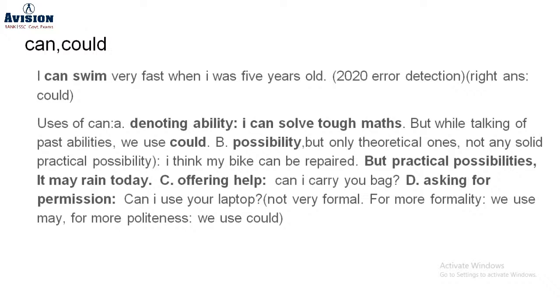Just take the sentence I've written in the slide: I think my bike can be repaired. This is just a normal possibility, a theoretical possibility, not any practical one. So that something happening, rain, we are not saying it can rain today, we are saying that it may rain today. Yeah. I think my bike can be repaired.